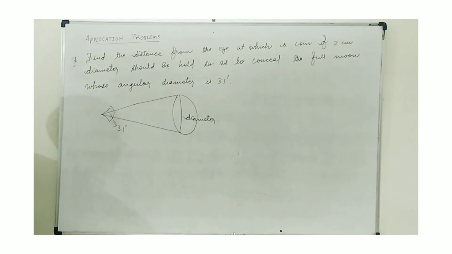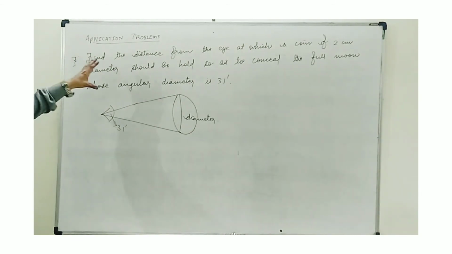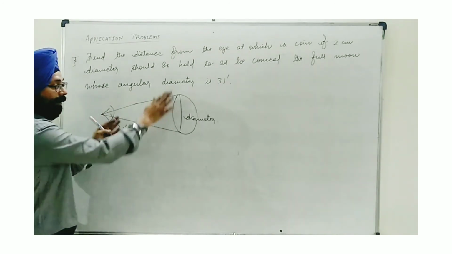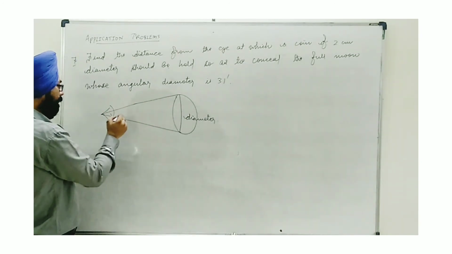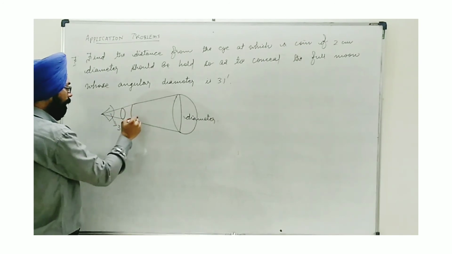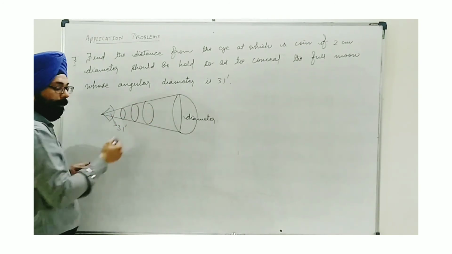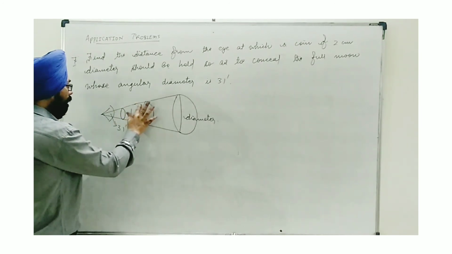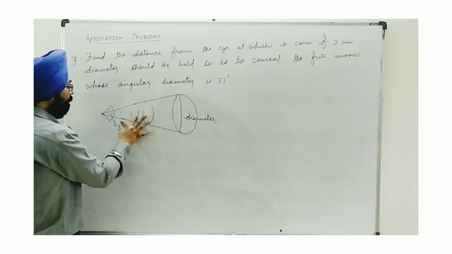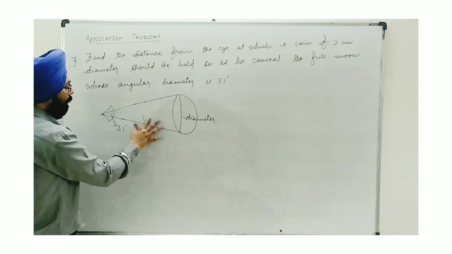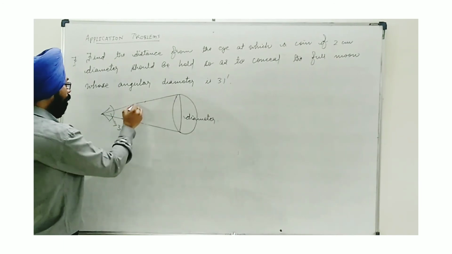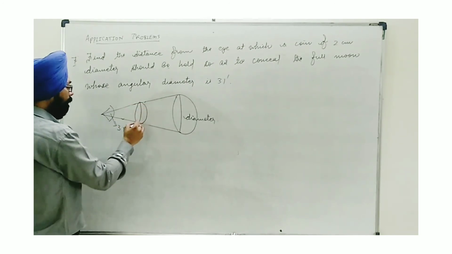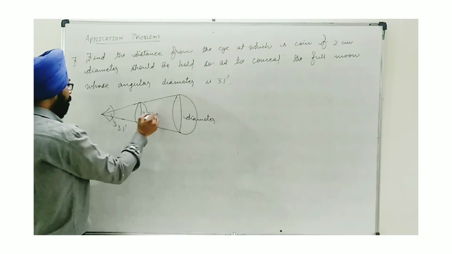Further, we see the question is asking at which distance we should place a coin so that the coin can hide this moon completely. So there are positions, we can hide from here, we can hide from here, we can hide from here. So it depends on what the distance will be. So we have to consider a place where we can think of putting the coin in between. Like suppose the coin is here. We are told that the diameter of this coin is 2 cm.